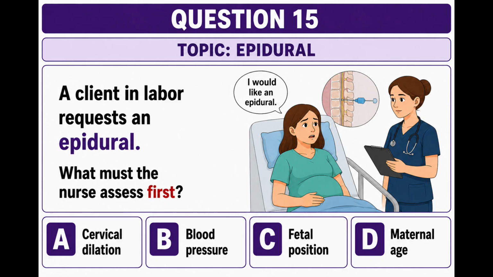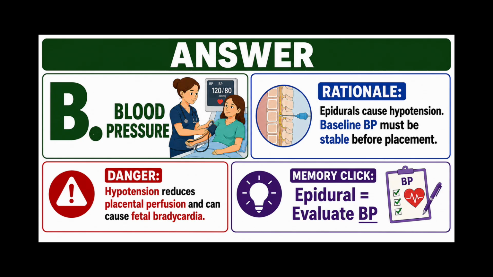Question 15. Epidural. A client in labor requests an epidural. What must the nurse assess first? A. Cervical dilation. B. Blood pressure. C. Fetal position. D. Maternal age. Answer is B. Blood pressure.